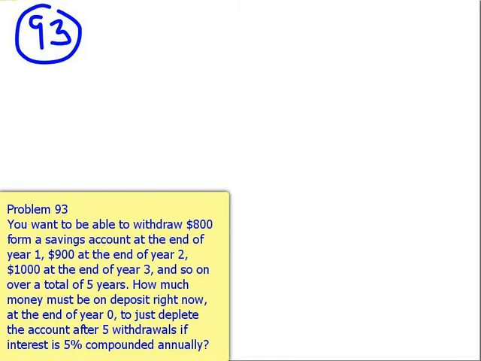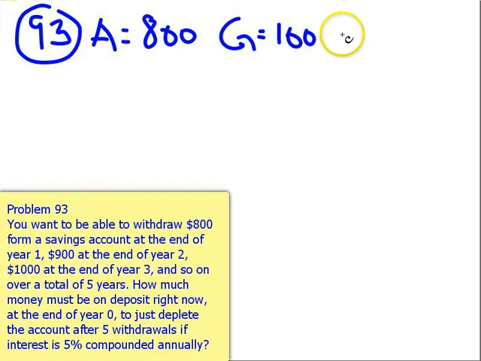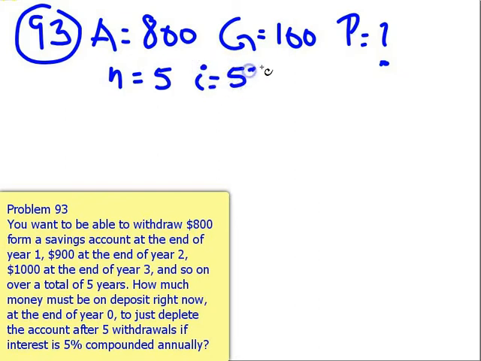So from the statement of the problem we can extract the following information. Annuities are $800, and the gradient, since we're going to be increasing the amount to be withdrawn every time, is $100. What we're interested in is knowing how much we need to have right now, so that's how much we need to have in the present. The number of periods is 5, and the interest rate is 5%.